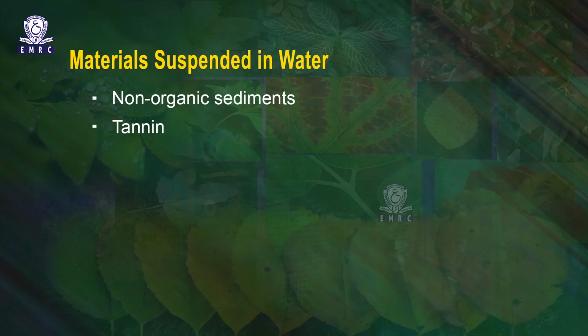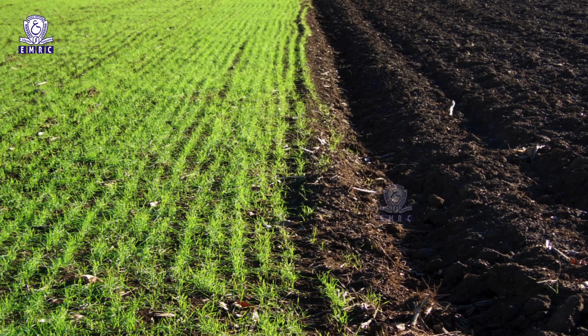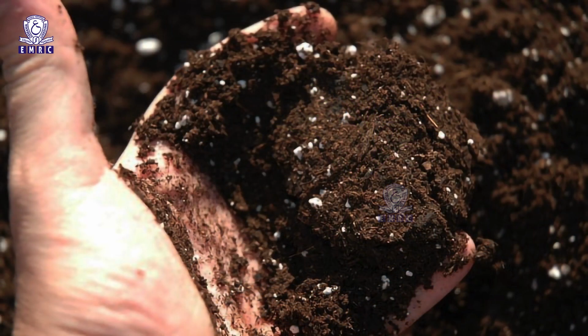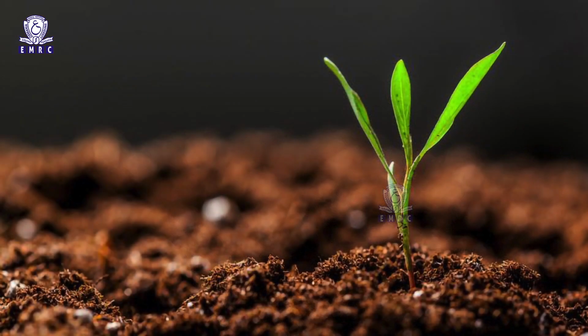The three most common materials suspended in water are non-organic sediments, tannin, and chlorophyll or phytoplankton. Non-organic silt and clay increases the reflectance at visible wavelengths due to the interaction with and scattering by soil-like particles. In agricultural scenes, the main coloring agent is tannin produced by decomposing humus. This is yellowish to brown in color and results in decreased blue or increased red reflectance.